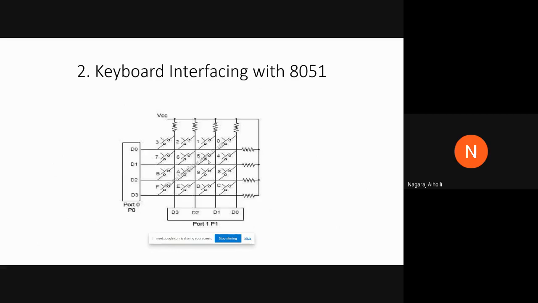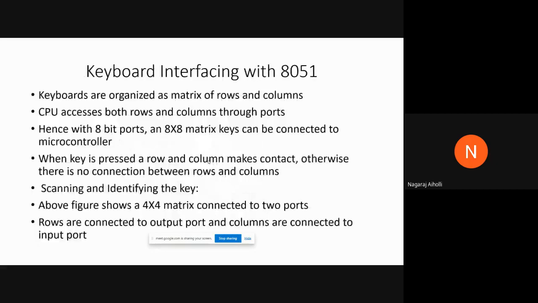In examination, the possible question on this may be: explain the interfacing of 8051 microcontroller to the keyboard, or explain the interfacing of keyboard to 8051 microcontroller, or explain the concept of scanning and identifying the key pressed in the interfacing of 8051 to keyboard. These may be the possible questions on the interfacing of keyboard to the 8051 microcontroller. The same is explained in the form of points here.